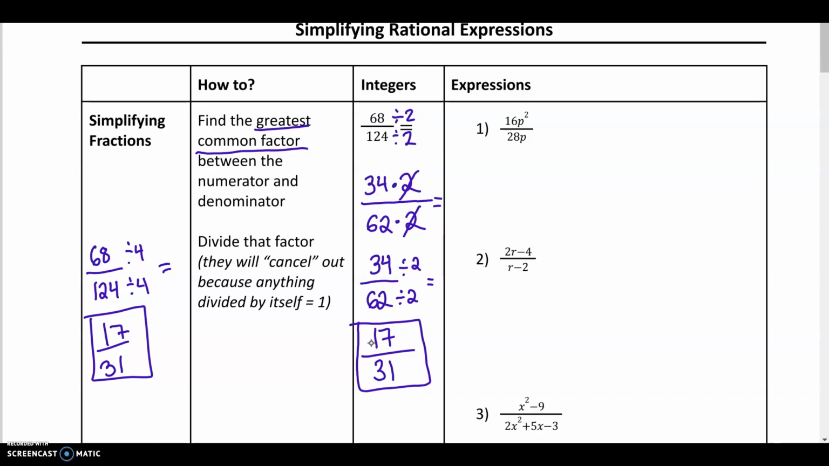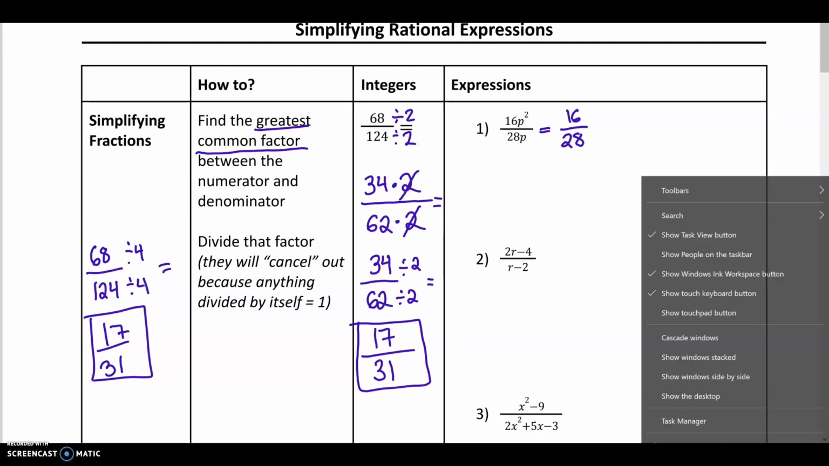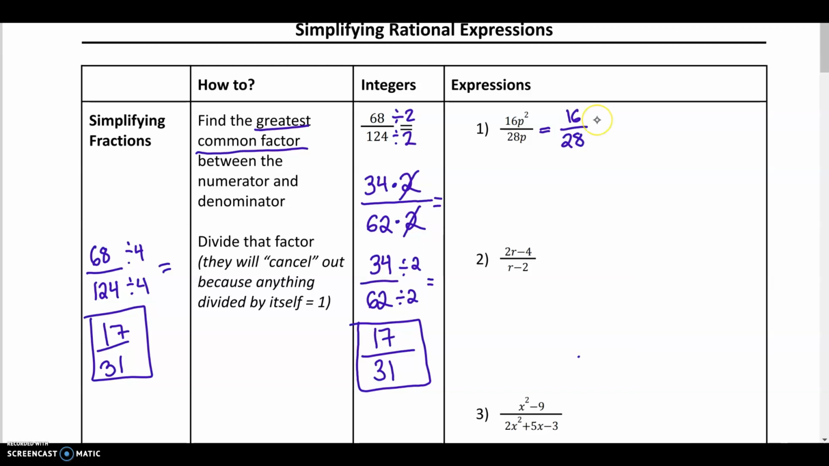Okay, so number 1 is a good example to get us started, because within number 1 you have a basic numerical fraction, and then you also have those p's, which is where this is different than something you've seen before. But if I was just to focus on the fraction 16 over 28, we could just divide that by the greatest common factor, which I happen to know off the top of my head is 4, which would make this 4 over 7 in its simplest form.